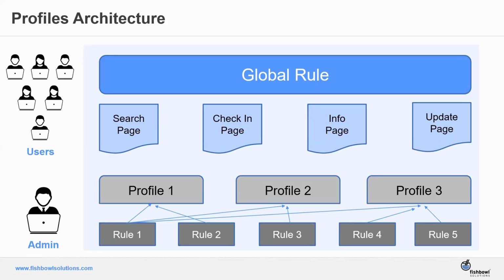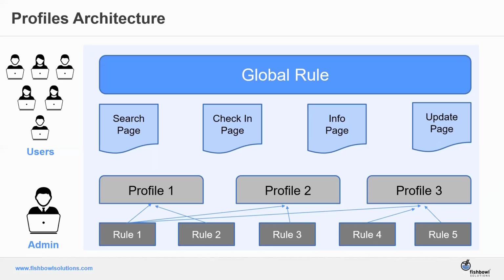So when you take a look and take into account the profile architecture, you get a sense of how the pieces work together. Rules from the bottom up are created. Metadata is created first, obviously, but rules that include metadata are attached to profiles, and rules can be attached to any combination of profiles. And then those profiles are used when you use the search page, the check-in page, the info page, or the update page. And you may have a global rule that gets triggered behind the scenes as a result of that.